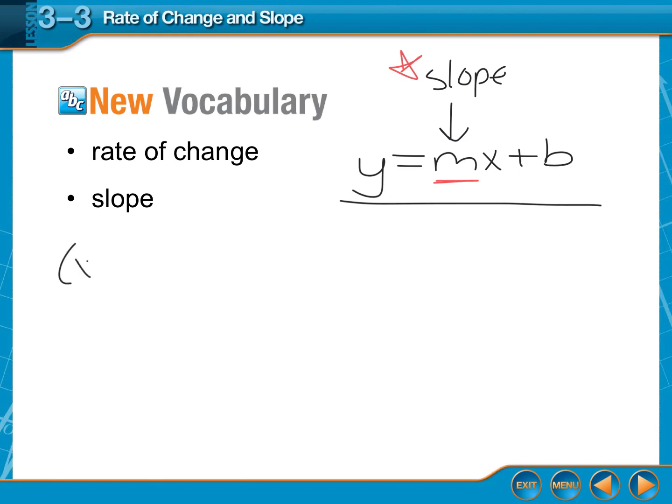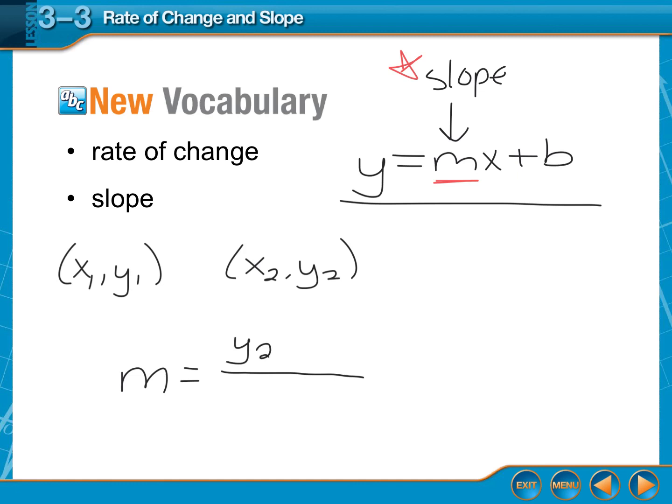So if I have a coordinate x1, y1, the 1 just means that's my first point. And then I have another coordinate x2, y2. So these are just my two coordinates. The m, to find it when you're given coordinates or points, is the change in y over the change in x. So the change in y, you take y2 minus y1 to find the difference in the change. Same thing on the bottom, just with the x's.